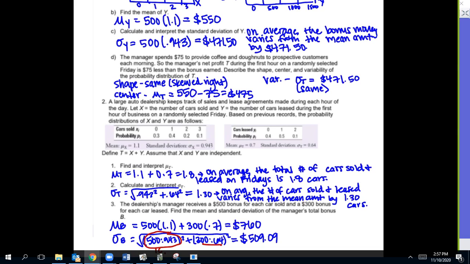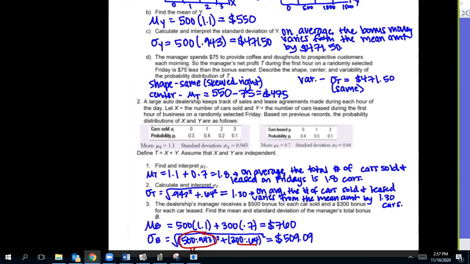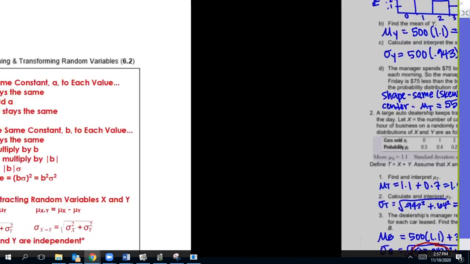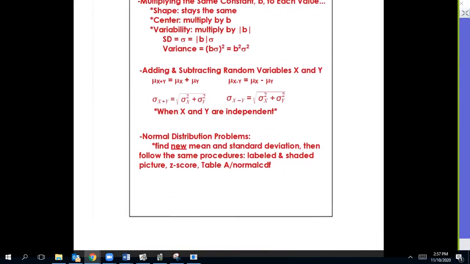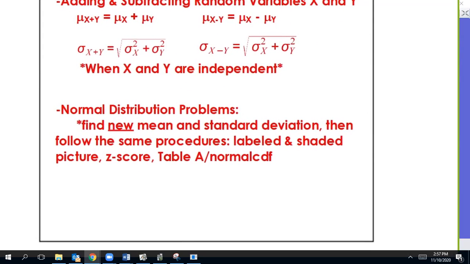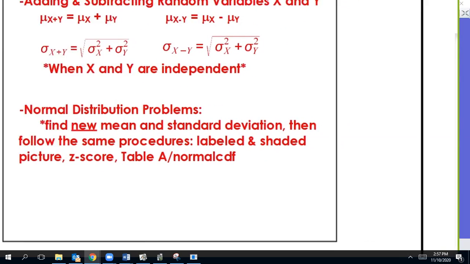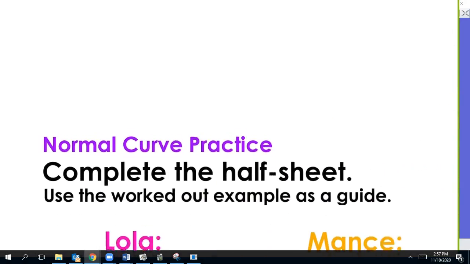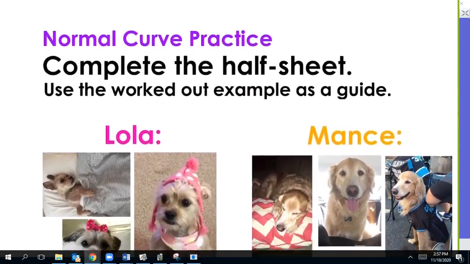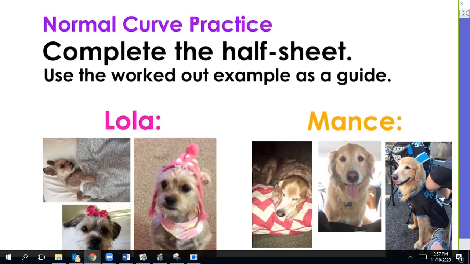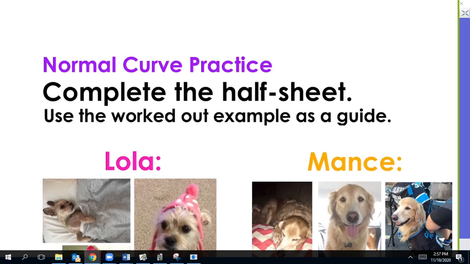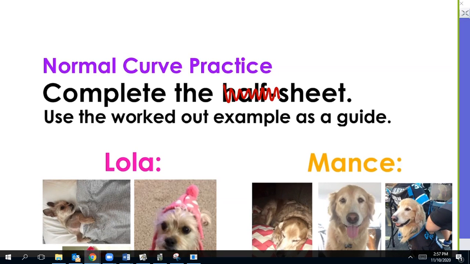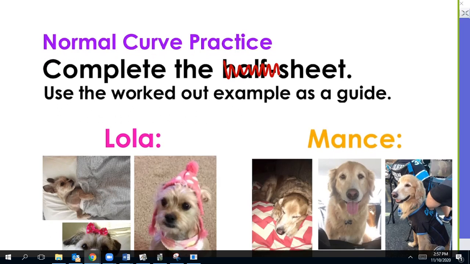Okay, now we also want to go over some normal curve stuff. If you notice on your notes, it says for normal distribution problems, we have to find the new mean and standard deviation and follow the same rules we've done before. And so I do want to do this little practice on a half sheet this time because you're at home and you can print out whatever you want. So it's just going to be a practice sheet. The way I want to do it is I want to do one with you.